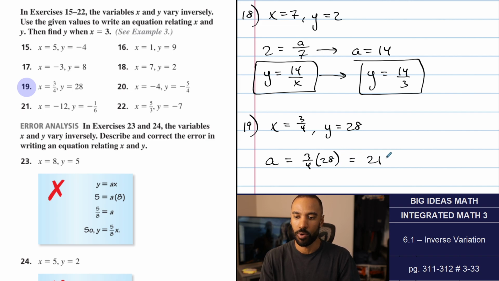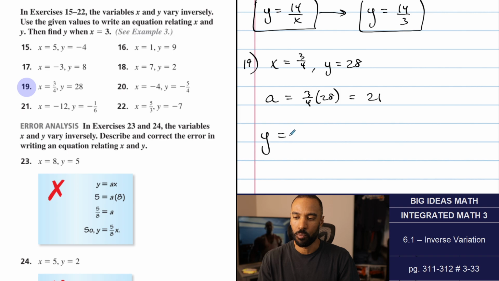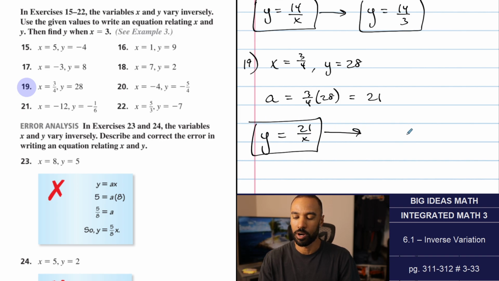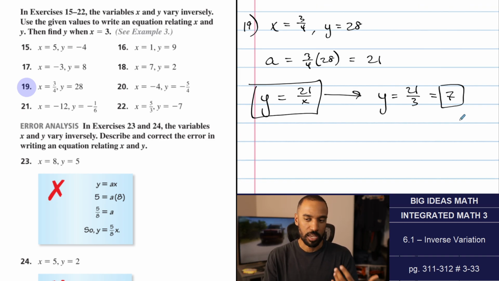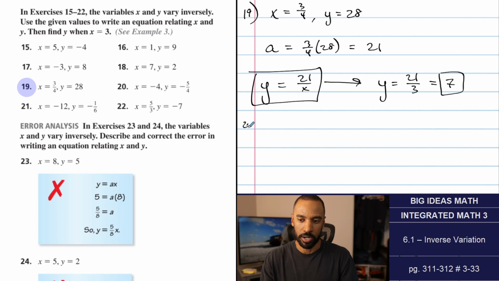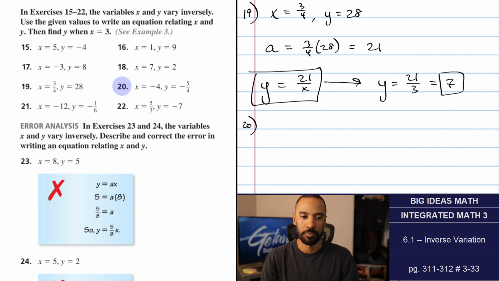3/4 of 28 is 21. So this equation will be y equals 21 over x. Despite the fraction on x, that's still how that works. Now 21 over 3 is 7. And that's the y value when x is 3. And keep in mind that means that it's an ordered pair, 3, 7. Don't forget. Don't lose sight of what it is that you're getting out of that. Number 20. I mean, all these hit fractions, so it's really good that we're talking about products now.